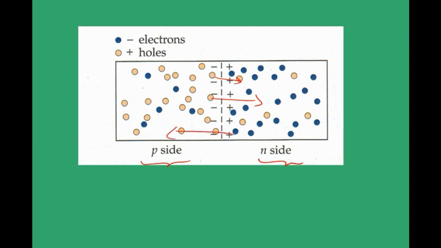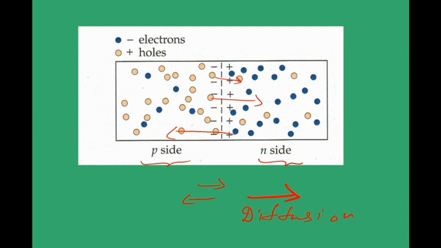And since this motion happens, you know that movement of charges gives current, right? There is a current here. Since positive charges are moving in this way and negative charges are moving in this way, this current will be in this direction, and this current is known as diffusion current.